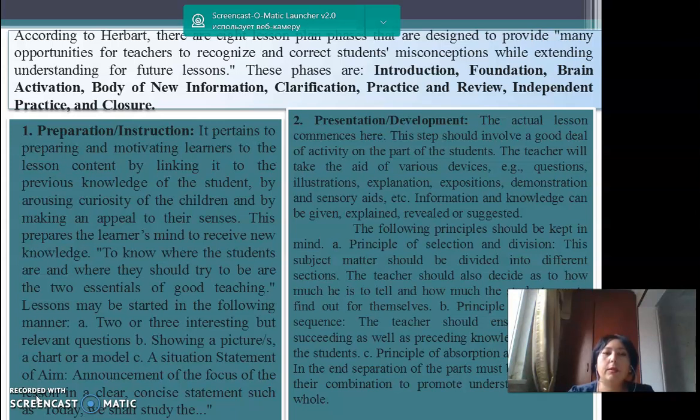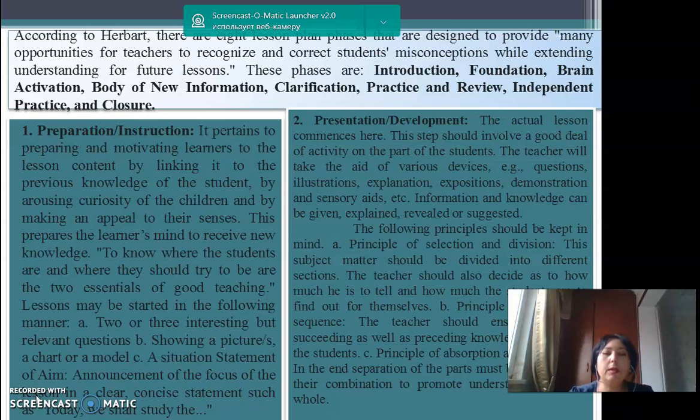The first phase, preparation or introduction. It pertains to preparing and motivating learners to the lesson content by linking it to the previous knowledge of the student, by arousing the curiosity of the children, and by making an appeal to their senses. This prepares the learner's mind to receive new knowledge. To know where the students are and where they should try to be are the two essentials of good teaching.